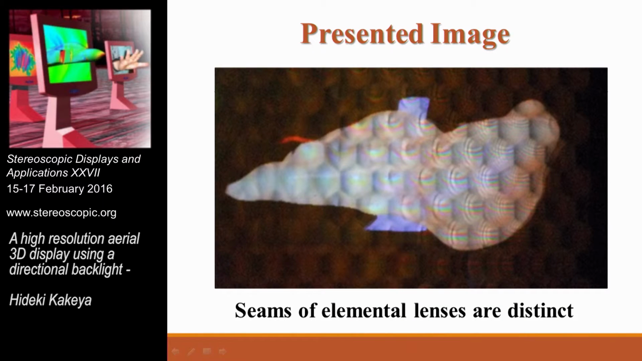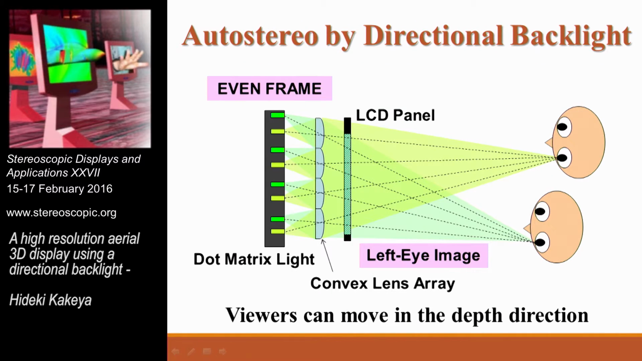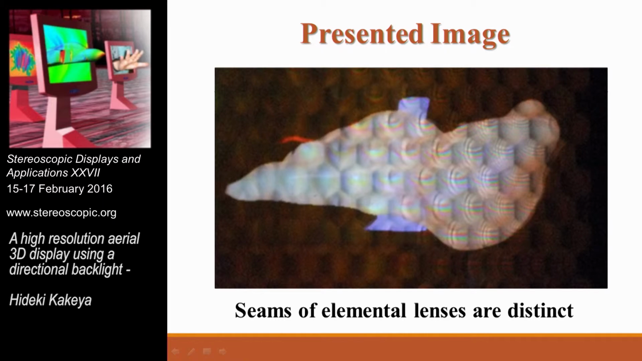But with only this configuration, the image observed is like this. Because we are using a lens array, the seam of the lens is quite distinct and annoying. And also, we are enlarging the backlight pixels. So there are lots of artifacts because the pixel structure is magnified by the lenses.